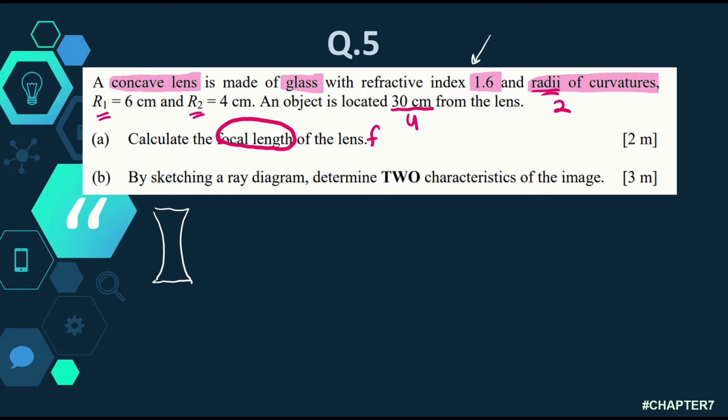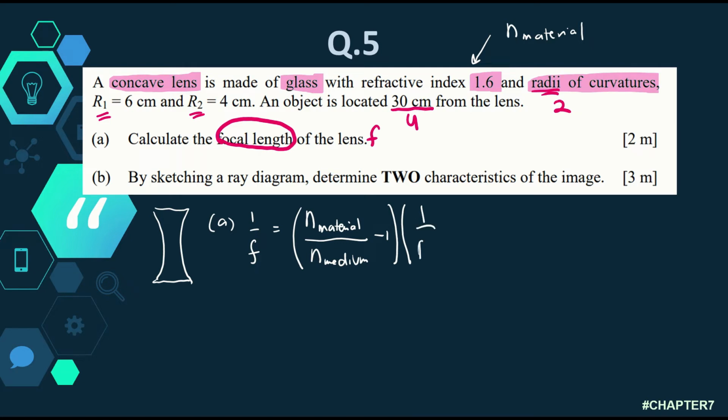It is given in the question that we have n for the lens material, so we are applying 1 over f is equal to the index of refraction for the lens material over n medium, minus 1, over R1 minus 1 over R2.